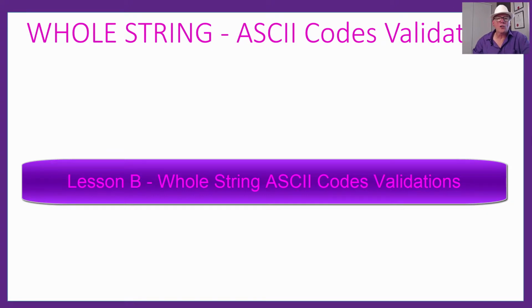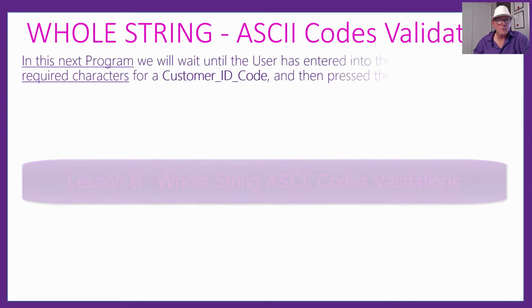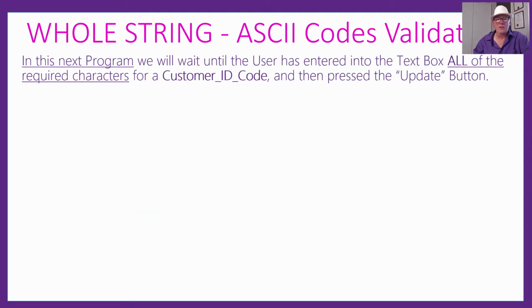All right, let's look at whole string ASCII codes validation. Okay, so this is a new section that we're doing here for the video. In this one, we're going to wait until the user has filled up the text box with all of the required data, like for a customer ID code, and they've clicked on an update button. Then we're going to validate it. So we're not going to do key press character by character checking. On this one, we're just going to wait till we put the whole lot in, press the update button, and then we'll check the whole lot.